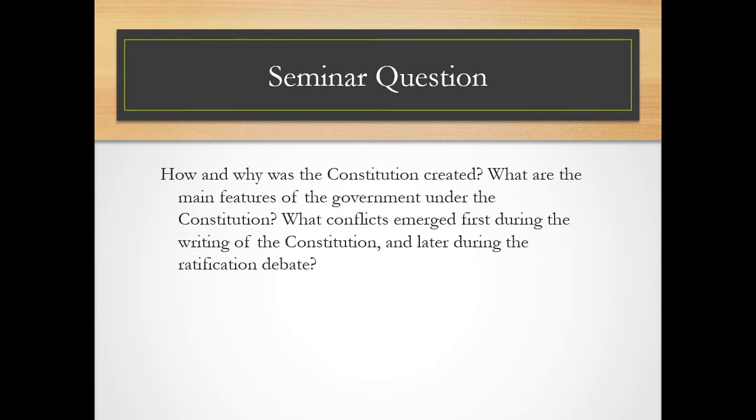Turning this one into a thesis statement is a little more fraught. It takes a little more crafting because it's actually three different statements. How and why was the Constitution created is one. What are the main features of government under the Constitution is two. And then what conflicts emerged during the writing and during the ratification. So there's actually three different questions.